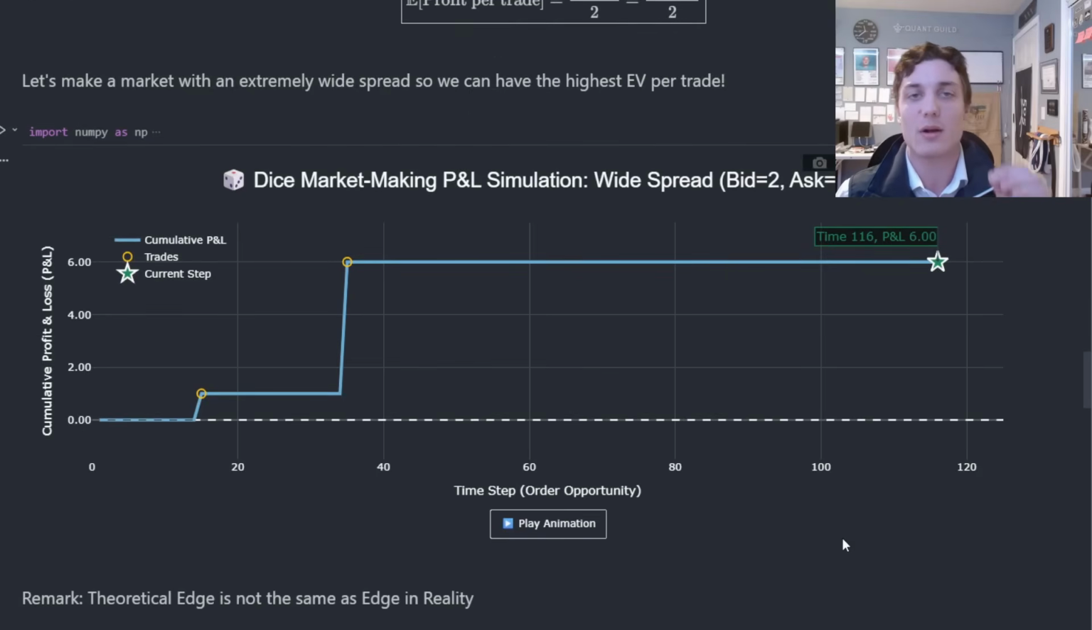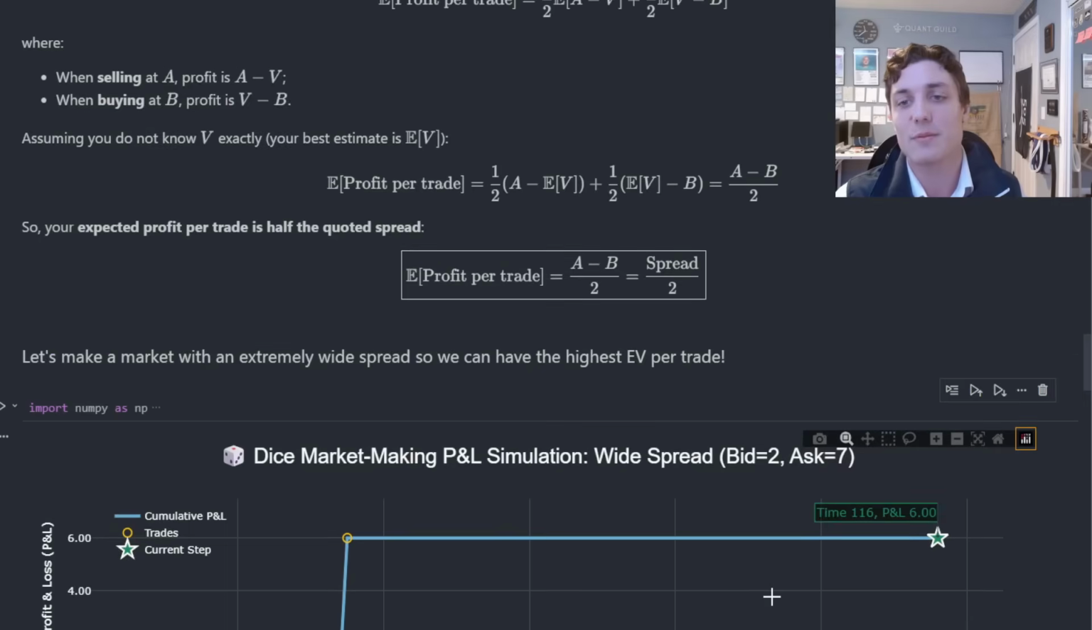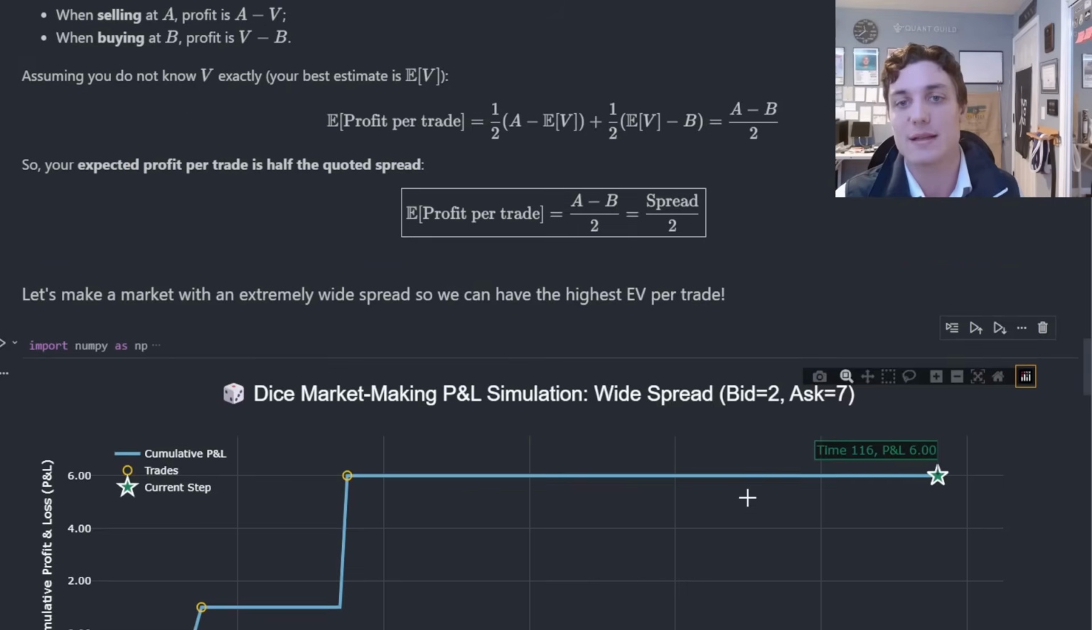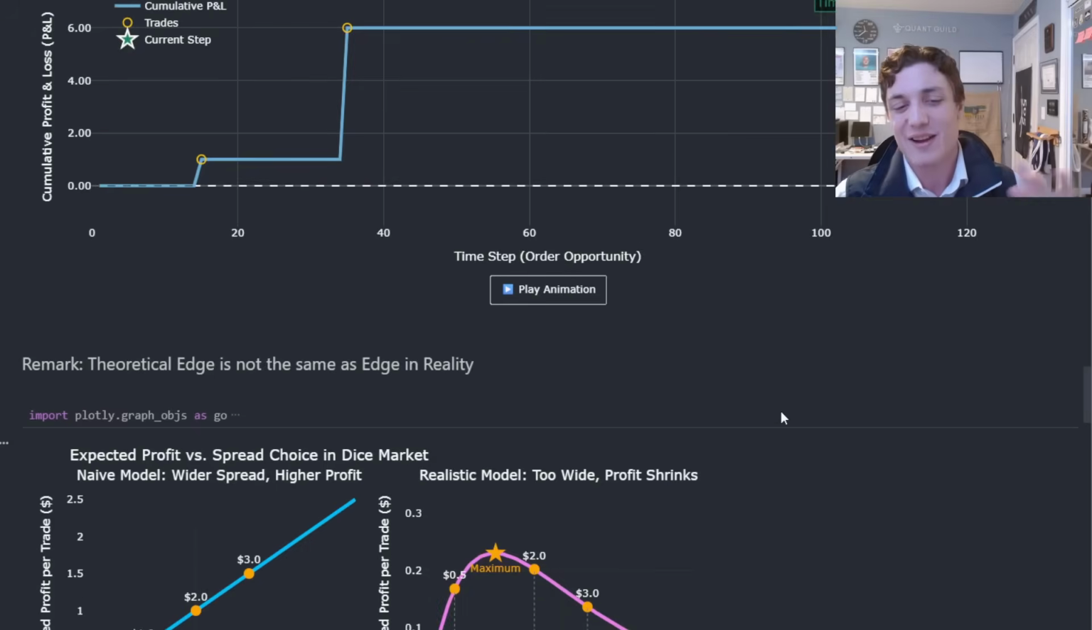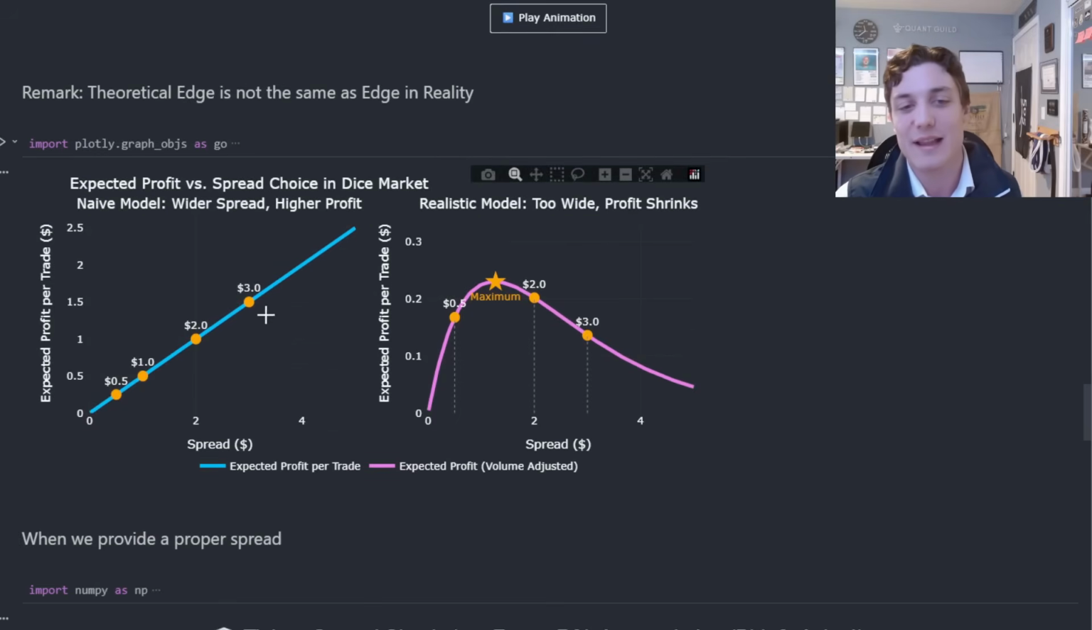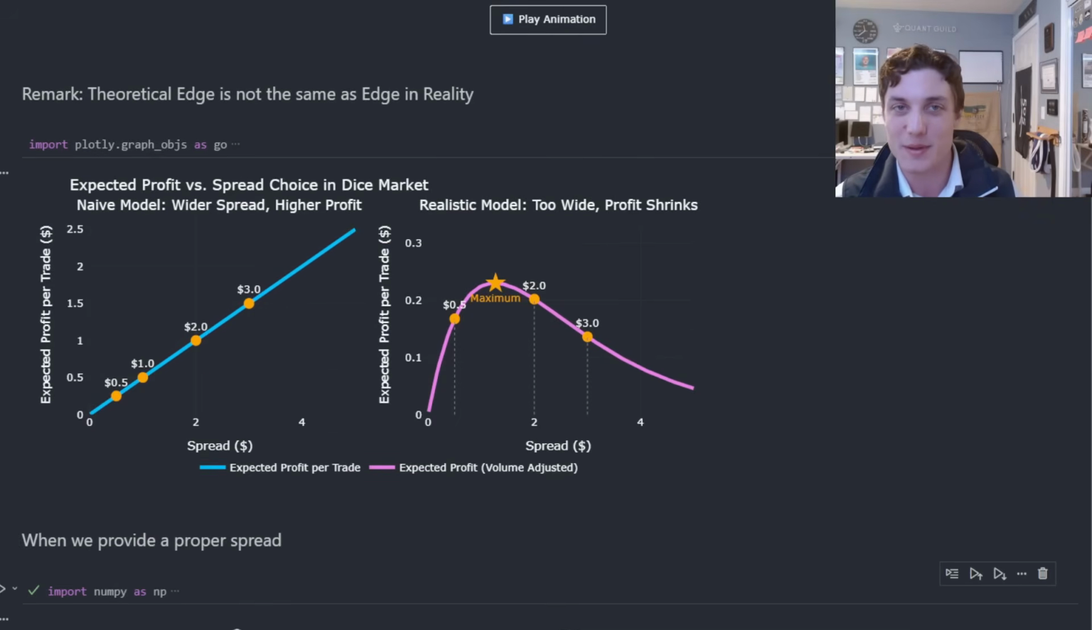Well, remember, we are a liquidity provider. If the spread is too large around some sort of fair price, nobody is going to transact with us. So in reality, if we're trying to look at this as some sort of optimization problem to maximize our expected profit per trade, it's not a linear problem. We can't just increase the spread. At some point, nobody is going to transact with us, and that's exactly what we saw in the animation above.